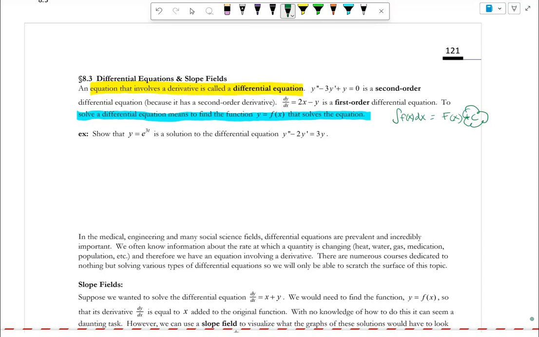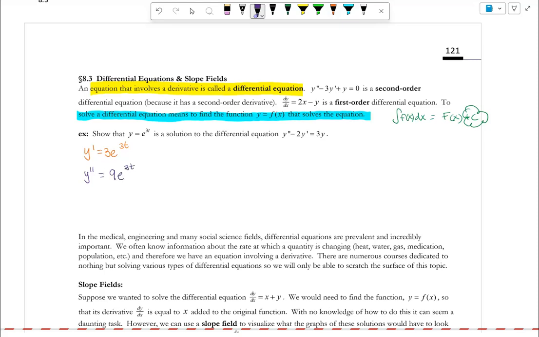Okay, this first example: show that y equals e to the power of 3t is a solution to the given differential equation. That might seem confusing at first, but when I unpack that, it just involves the derivatives of y. So if y is e to the 3t, I might start by finding y prime, and just using the chain rule there, I get 3e to the 3t, and my second derivative, the derivative of y prime, will become 9e to the 3t.